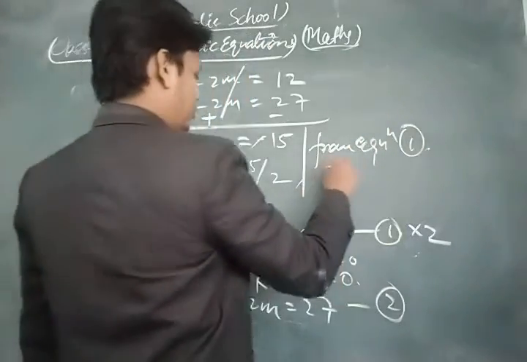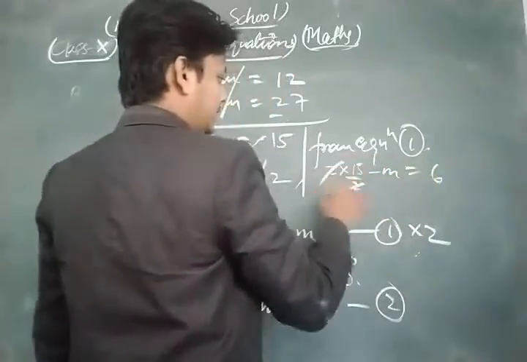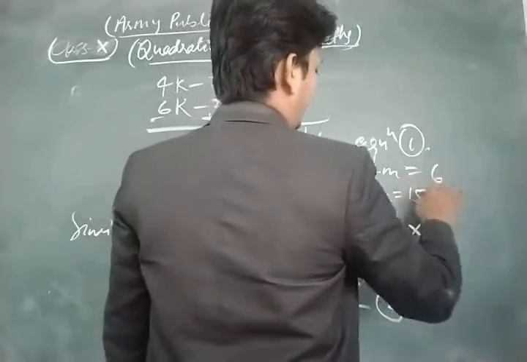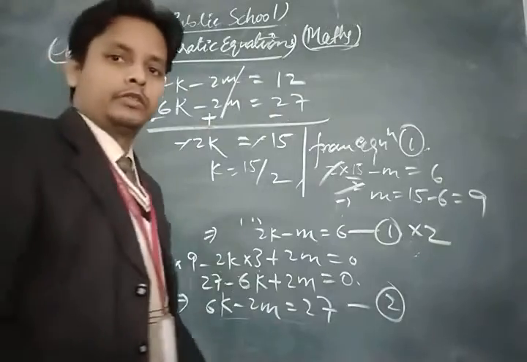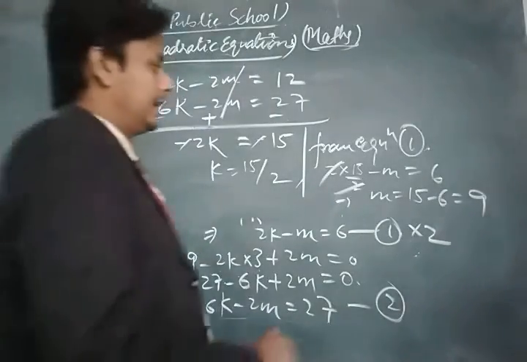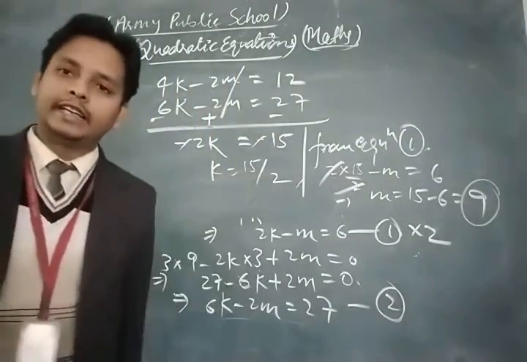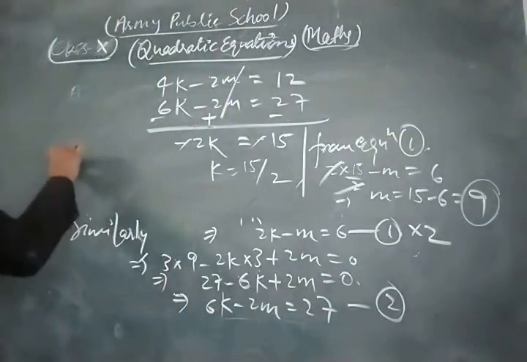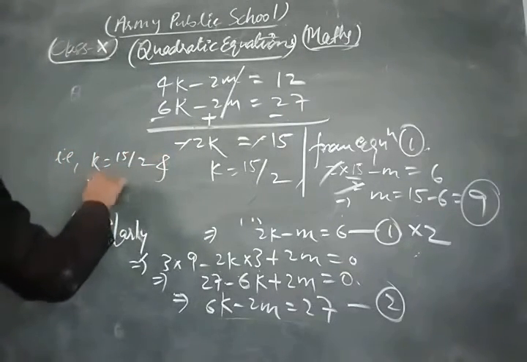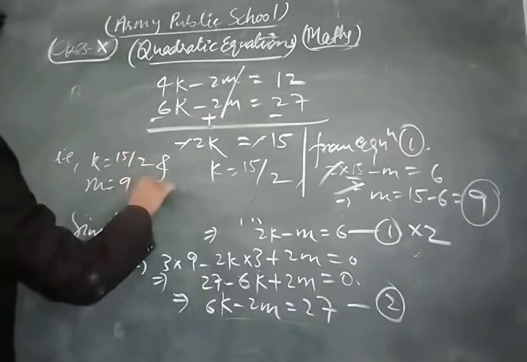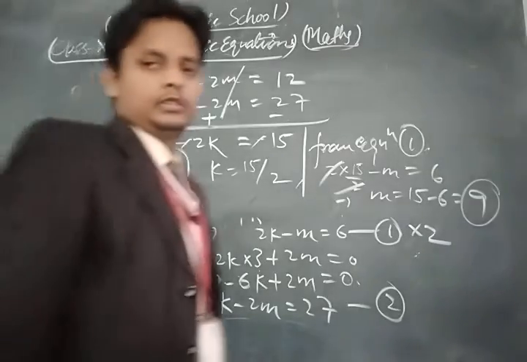From equation first, that is 2 into 15 by 2 minus m is equal to 6. The 2s cancel each other, so m is equal to 15 minus 6, that is 9. So in this way the values of k and m are 15 by 2 and 9 respectively. That is, the value of k is 15 by 2 and the value of m is 9. This is the required solution of the given question.